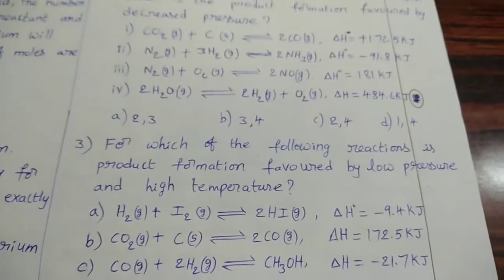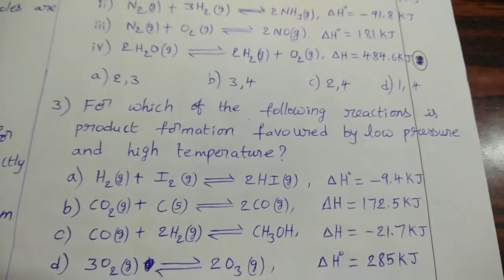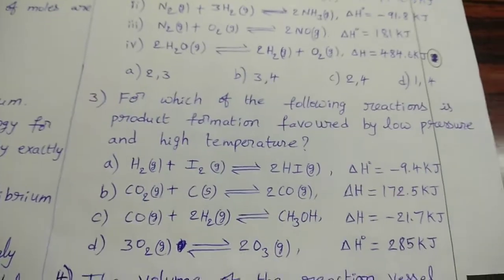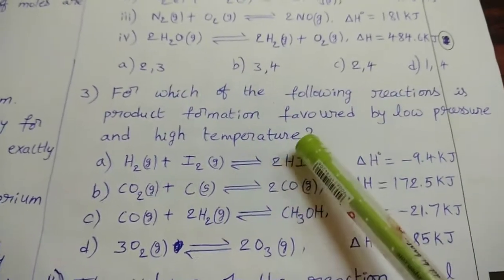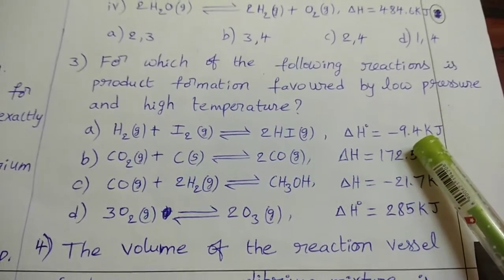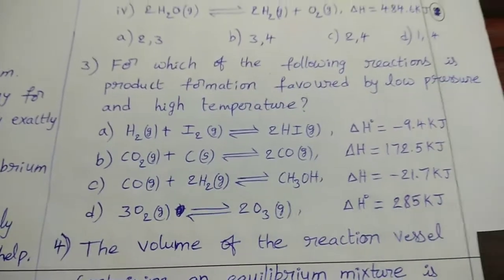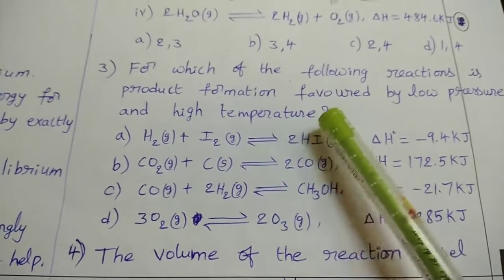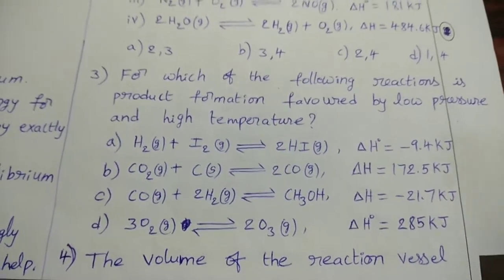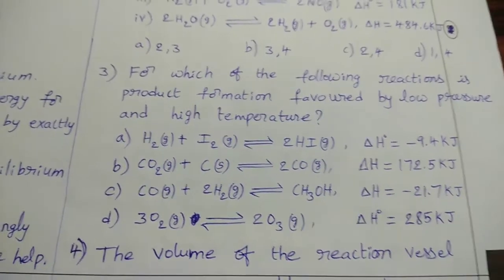Next, for which of the following reactions is product formation favored by low pressure and high temperature? Here two conditions we should consider at a time: low pressure, high temperature. Already we know that delta H negative means exothermic, positive means endothermic. Here, is high temperature favorable for exothermic or endothermic? Endothermic.